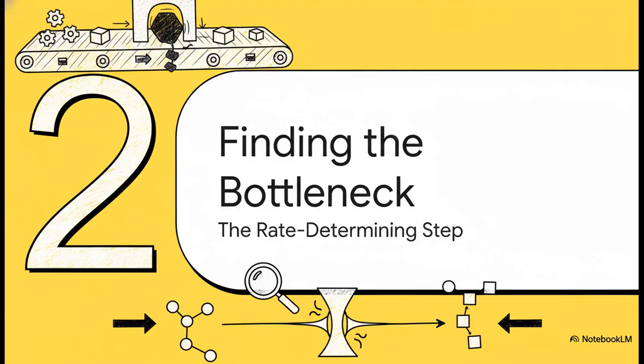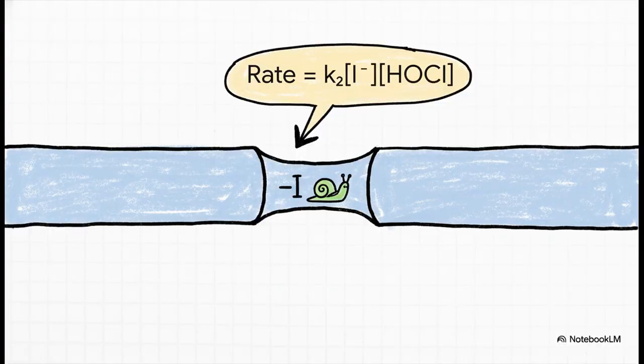You see, in pretty much any multi-step process, whether it's an assembly line in a factory or a chemical reaction, there's always one step that's way slower than all the others. This step is the bottleneck, and it basically controls the overall speed of the whole operation. So, let's find ours. That second step, yep, the slow one, that's our bottleneck. It's what we call the rate-determining step. And what that means is that the speed of the entire reaction really only depends on the reactants in this one specific step. That's the iodide and our intermediate, HOCl.